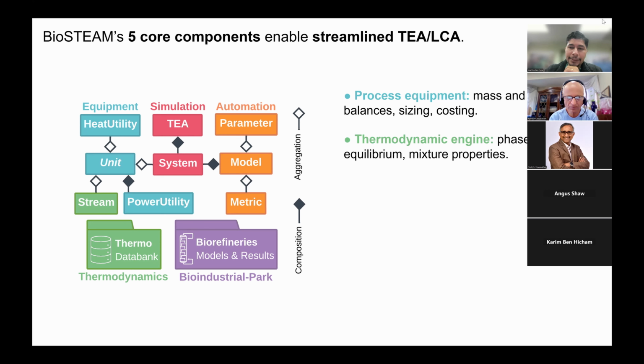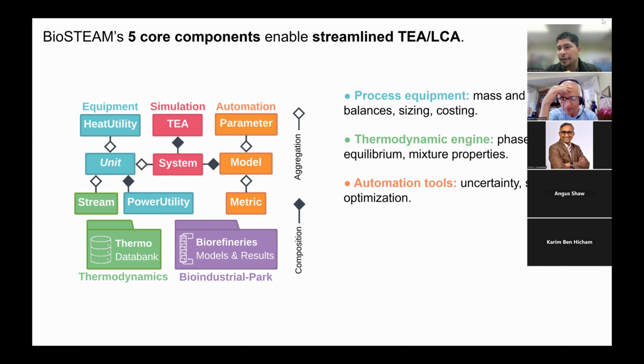The thermodynamic engine: phase equilibrium and mixture properties are all calculated through the stream objects, which are inlets and outlets to unit operations. And these stream objects have access to the thermo data bank. If you've ever heard of Caleb Bell's thermo package in Python, you'd know how it has over 20,000 chemicals in the database with a lot of property correlations and simulation capabilities. So we leverage Caleb Bell's repository to create a thermodynamic engine for us.